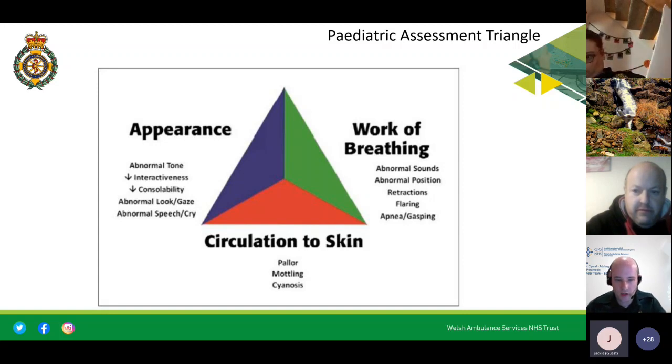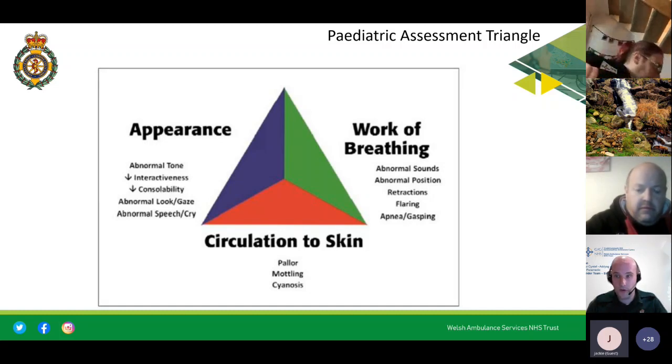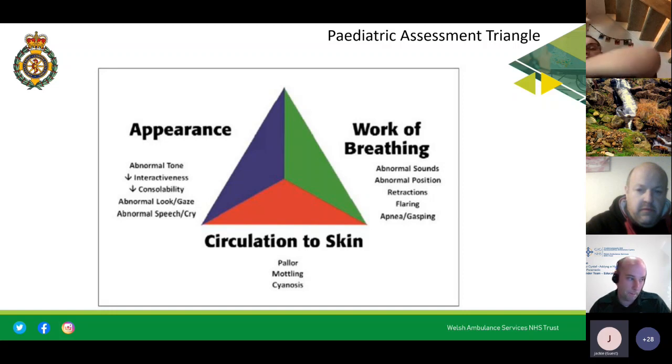And then circulation and the skin. So we're looking for pallor, we're looking for mottled skin, and we're looking for cyanosis. So really simple. We can do it from a stand-off, and we can look at TICLS. We can look at the colour, and we're looking at the work of breathing. So the Paediatric Assessment Triangle doesn't need you actually to touch the patient yet. You don't have to do your respiratory rate and pulse rate. By just looking at the patient, we can have some idea what is going on with them.